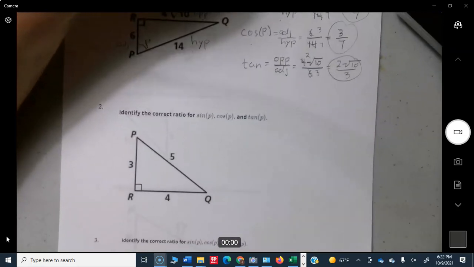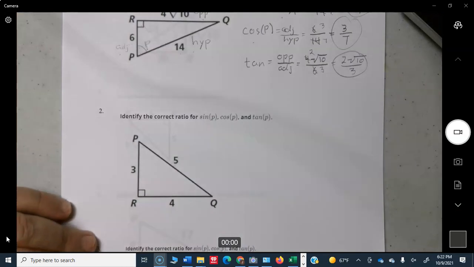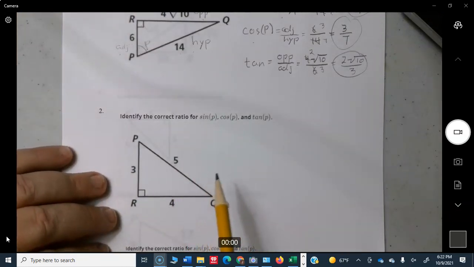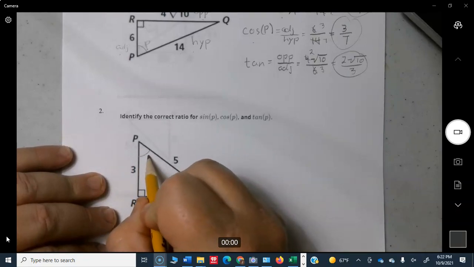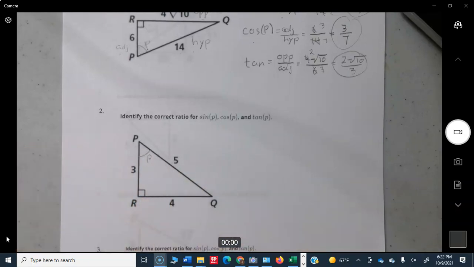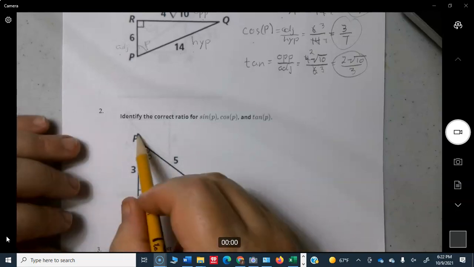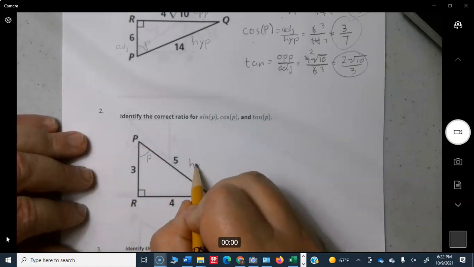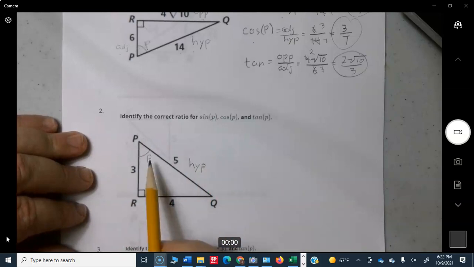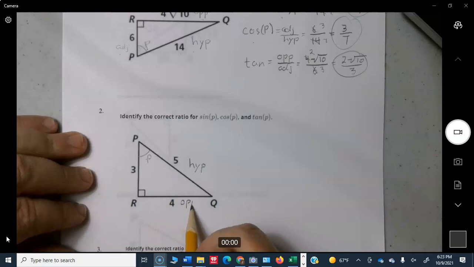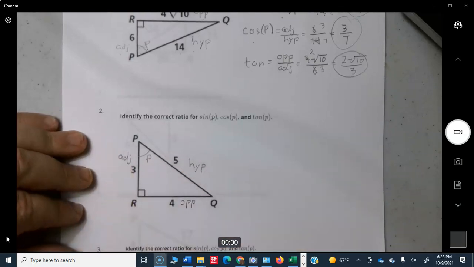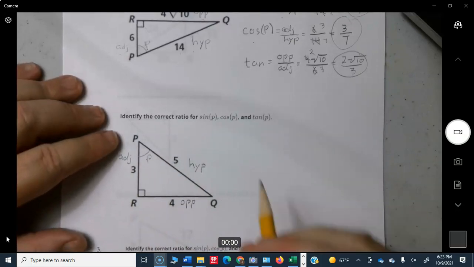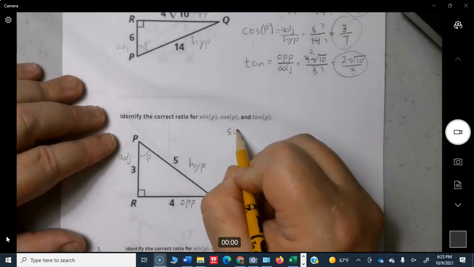Okay, let's keep going. Same thing for this one. Alright, so they're interested in angle P, so that's this one right here, P. So the first thing you always do in these problems is identify the sides. So the longest side is the hypotenuse. The side that's opposite P, that would be this side over here, is the opposite. And the other one is the adjacent. Okay, so you've identified your sides. So let's go ahead and do this just what we did above.